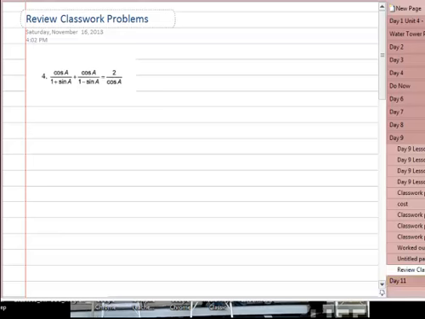Hello pre-calc folks. Today I want to just go over some of our classwork, so I'm going to do this rather quickly. We have 4 problems that we were working on in class, and on the first one we wanted to add fractions and simplify. In doing so, we were working with the left side.